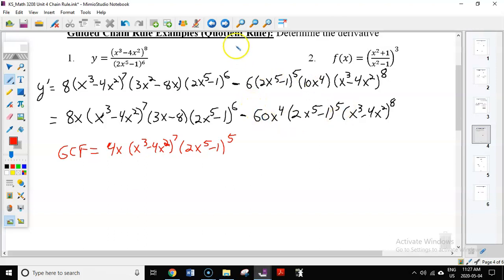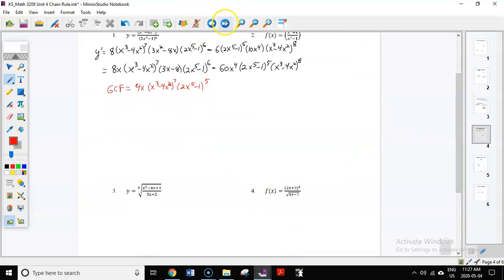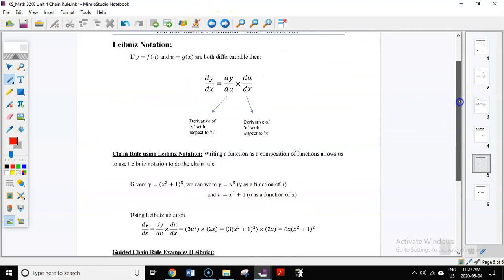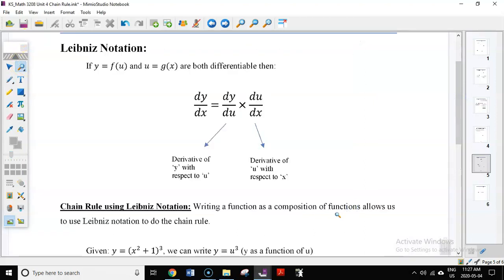I want to do some stuff with Leibniz notation, so you can take a look at the notes to see how the other ones are worked out. But Leibniz notation is valuable for us in a future unit, so I just want to take a look at it. Instead of using f of x and g of x, you just use letters. So we would use y, u, and x rather than f of x, g of x, and so on.